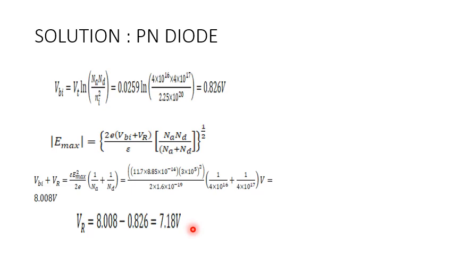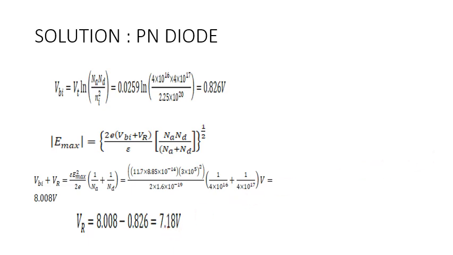Always first guess the answer initially and then go for attempting the questions. The reason is that here it is the reverse voltage. We all know that in a PN diode, the reverse voltage starts from around 7 to 10. The Zener breakdown voltage mostly occurs around 6 to 7. So you first guess the answer, then you go for checking it. So we will get 7.18 volt as the answer.